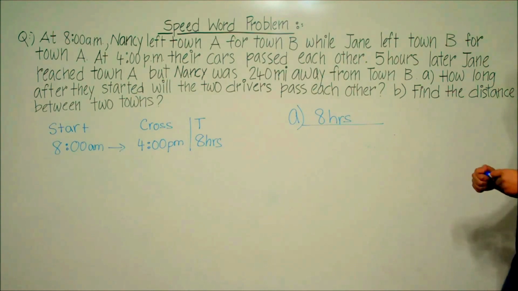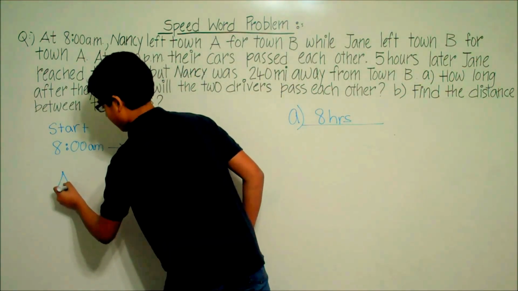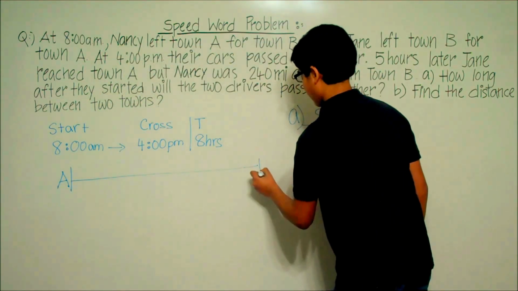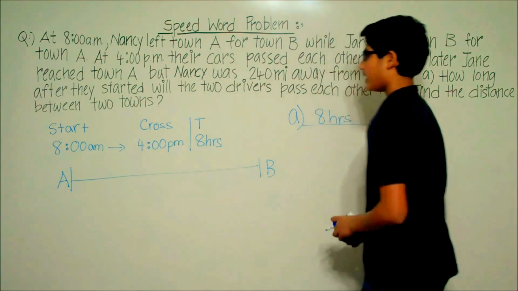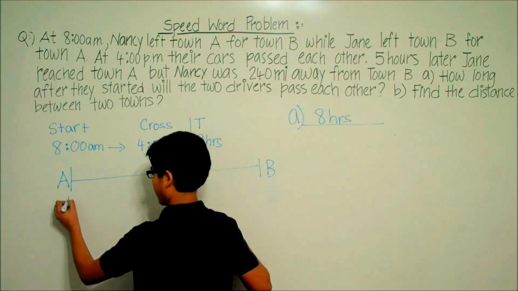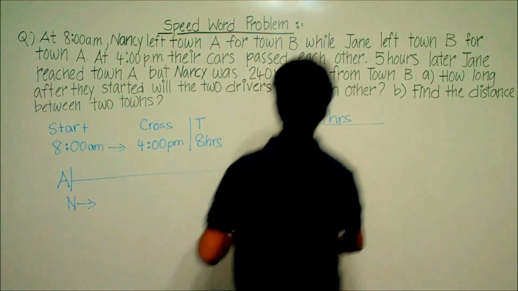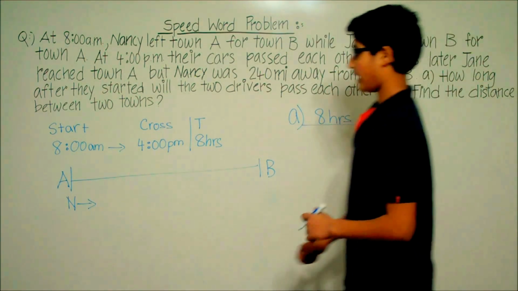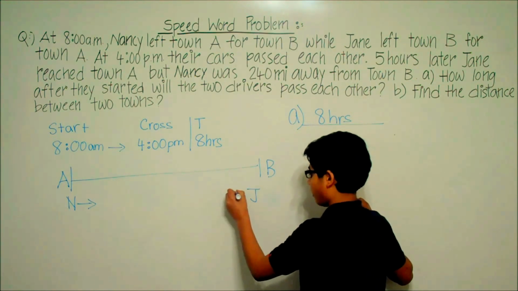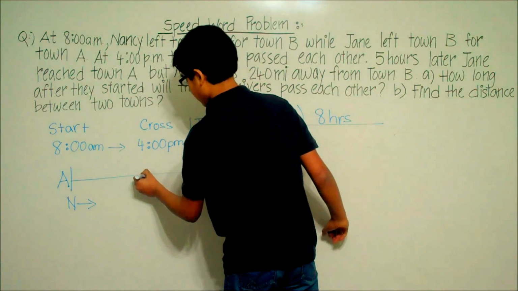Now let's draw the road from town A to town B. So let's say that this is town A, and this is the road that connects it to town B. Now we know Nancy left town A for town B, so Nancy left to go to town B, while Jane left town B for town A. So J for Jane, left to go towards town A. Now let's say that this is where they met.